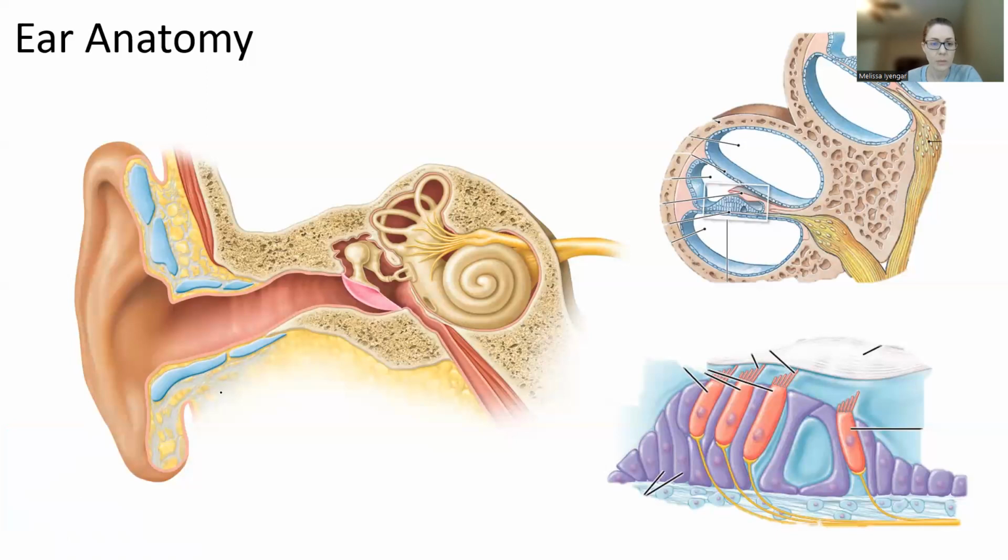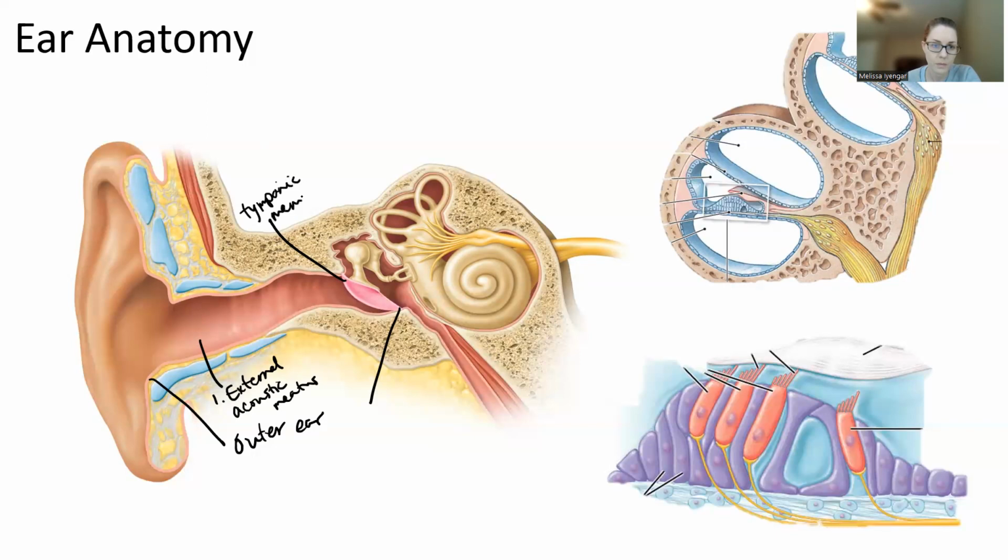So we're going to look at the different parts of the ear. So the external part of the ear, or the outer ear. The outer ear is going to be composed of a couple things. One here is the external acoustic meatus. And then the other thing we have is the tympanic membrane. Right? The tympanic membrane is what you guys commonly know as the eardrum.